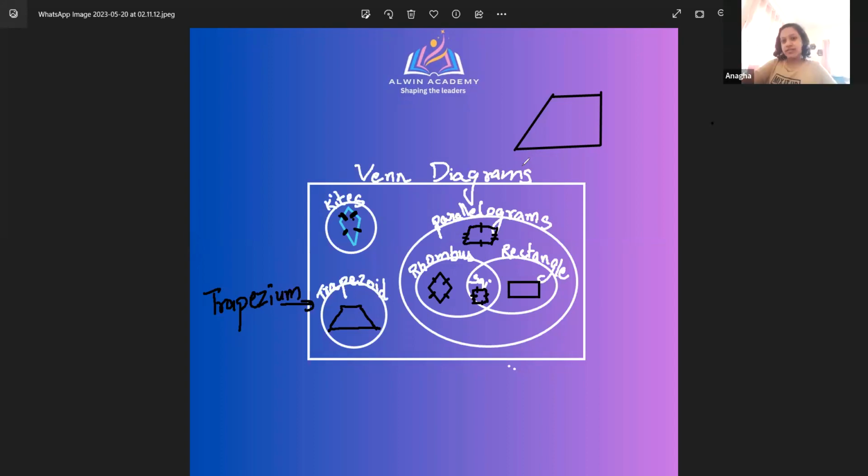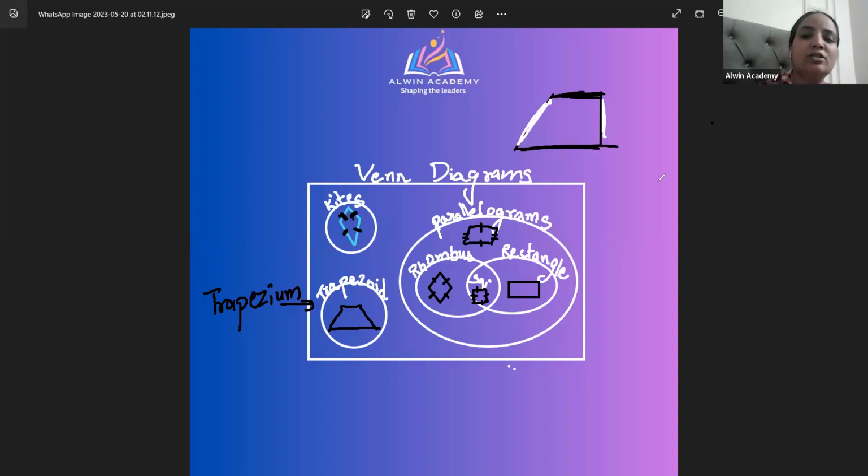Ma'am, it is a trapezoid. Yes, beta ji, it is a trapezoid, Samihan. Why? Because only one pair of sides is parallel. Look, this is parallel to this one. The other one that you can see here is not parallel. So of course, this is a trapezoid, right?